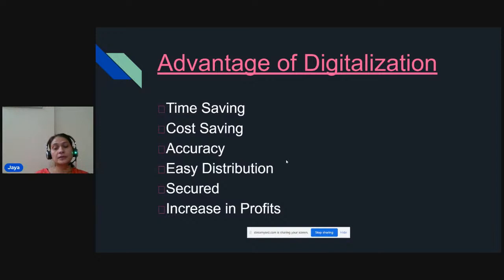And the last part is increase in profit. When we are talking about increase of profit, that means the retention of the customer. When you are retaining those customers, you are increasing the customer base as well as the profits for your business.